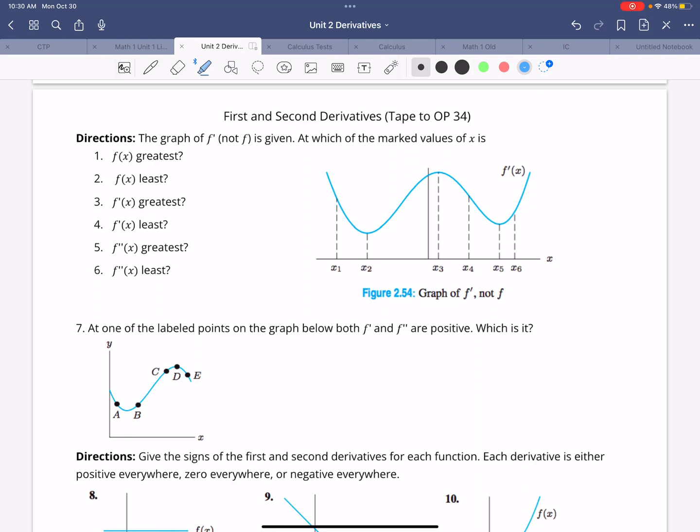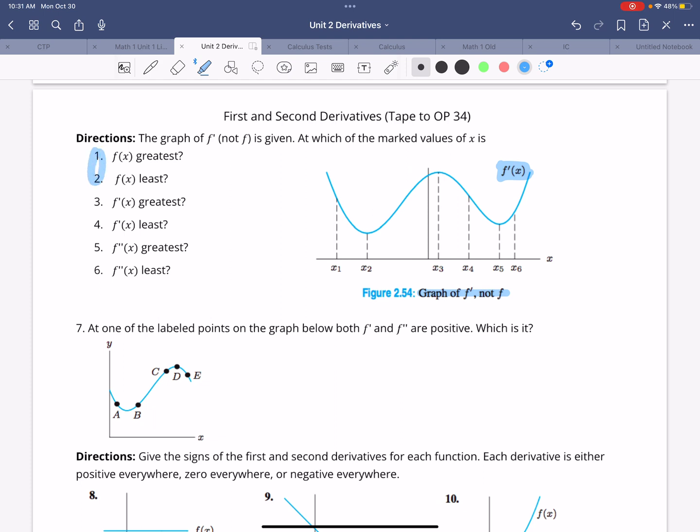In this video, we're going to talk about first and second derivatives and how they relate to the function. So questions 1 through 6 are referring to this graph here, and that graph is actually the derivative. It is the first derivative. So it makes a difference noting what graph we have, because how we interpret 1 through 6 is all going to be in relation to the first derivative.